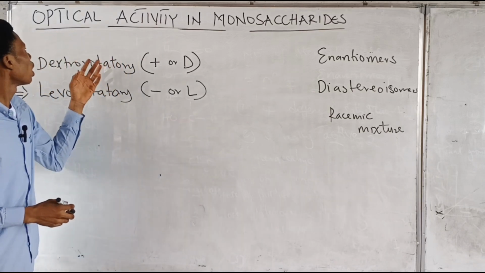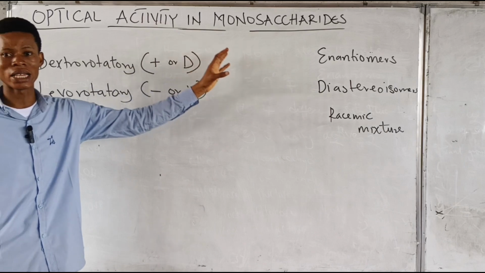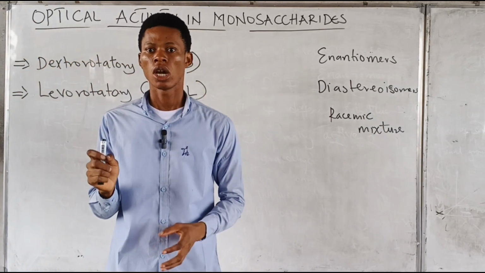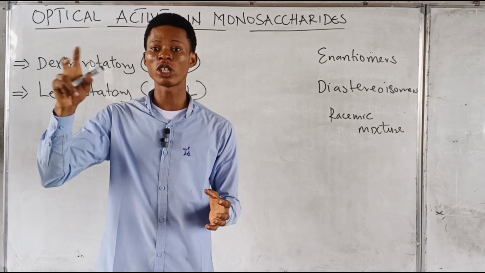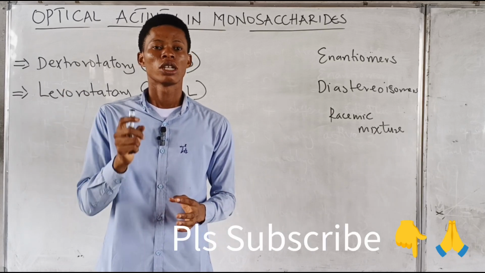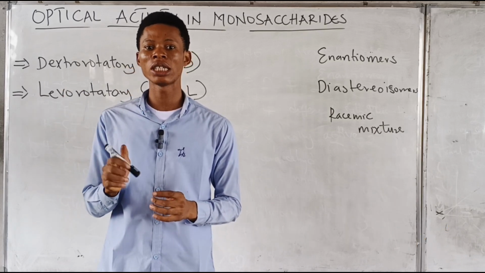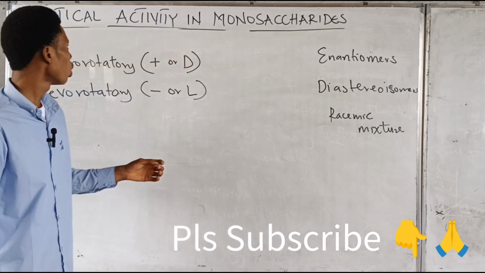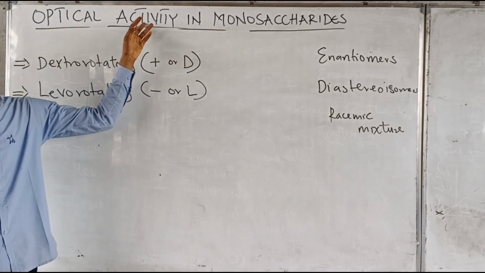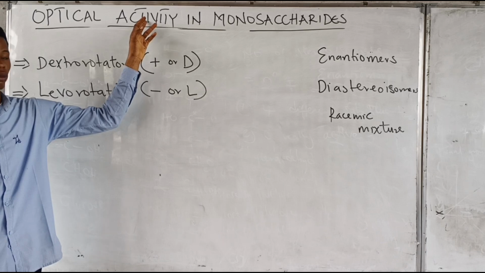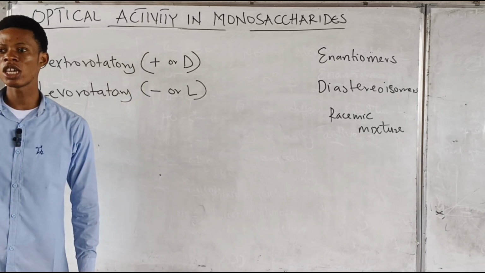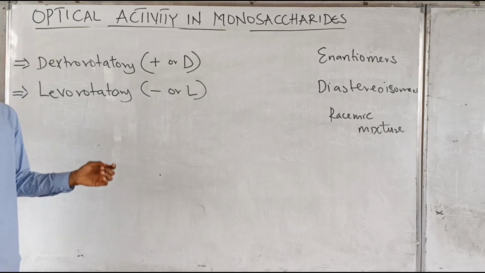Now, in monosaccharides, due to the presence of chiral carbon, we've seen that chiral carbon have 4 different substituents, right? The presence of chiral carbon in monosaccharide is what is responsible for the optical activity of monosaccharides. Are we together?